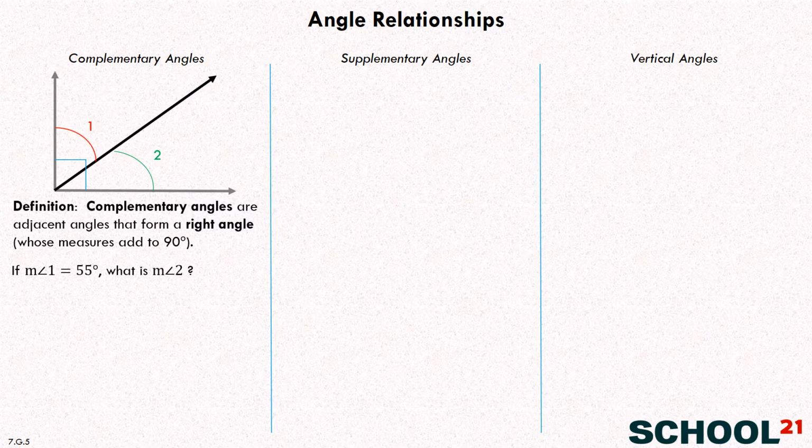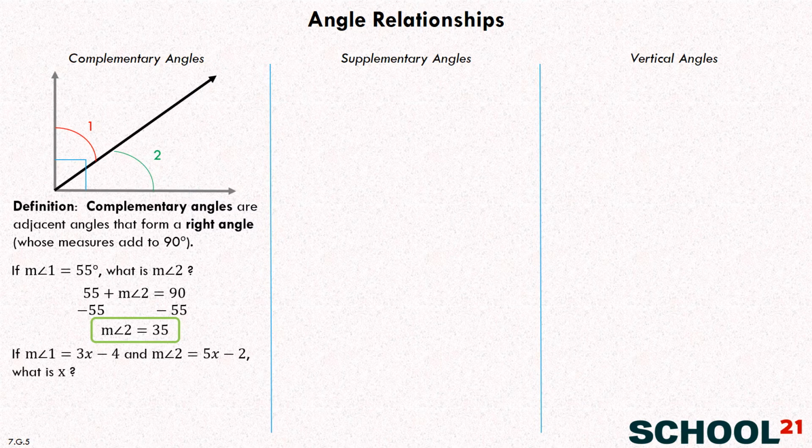So for instance, if measure of angle 1 equals 55 degrees, what is measure of angle 2? We can set up an equation: 55 plus measure of angle 2. I should have said what m and then this little angle sign and then an angle's name means. It's just measure of angle 1 in this case, or measure of angle 2. Just a shorthand notation so you don't have to write out the word measure. So we have 55 plus measure of angle 2 equals 90. Now we want to solve for measure of angle 2, so we would just subtract 55 from both sides, and we get measure of angle 2 equals 35 degrees. So we can calculate that just knowing what measure of angle 1 is and that they're complementary.